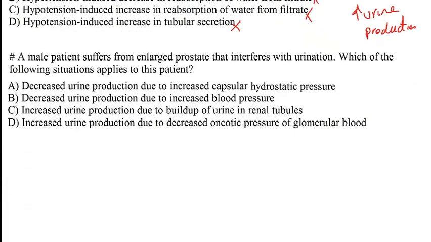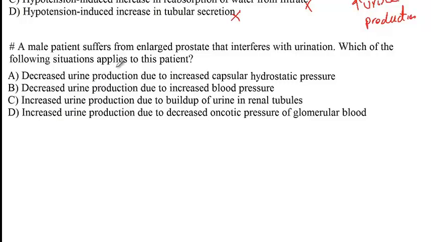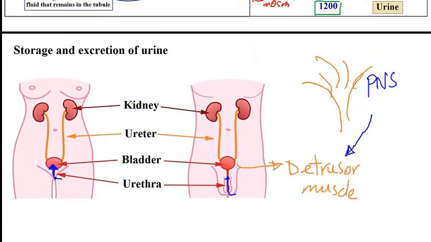And then the last question is, a male patient suffers from enlarged prostate that interferes with urination. So prostate is actually surrounding the urethra. If the prostate enlarges, it constricts the urethra, and that's how it interferes with urination. So the question is, which of the following situation now applies to this patient? So if we have the prostate here that is enlarging, what happens? Hydrostatic pressure keeps on building up in the bladder, in the urethra, and it will eventually affect the kidneys.